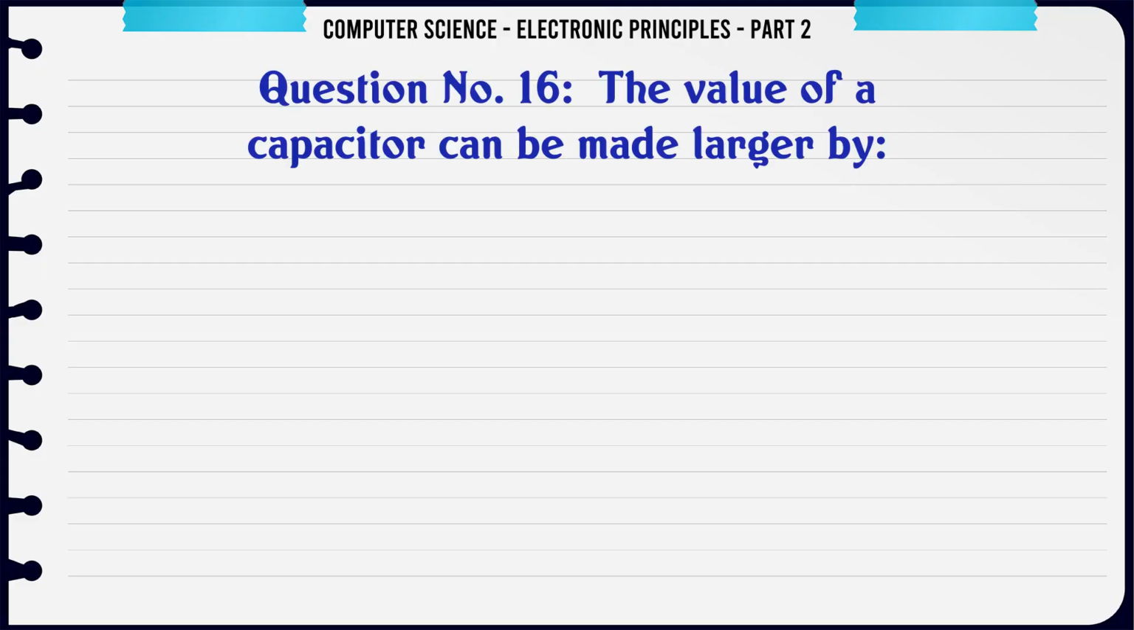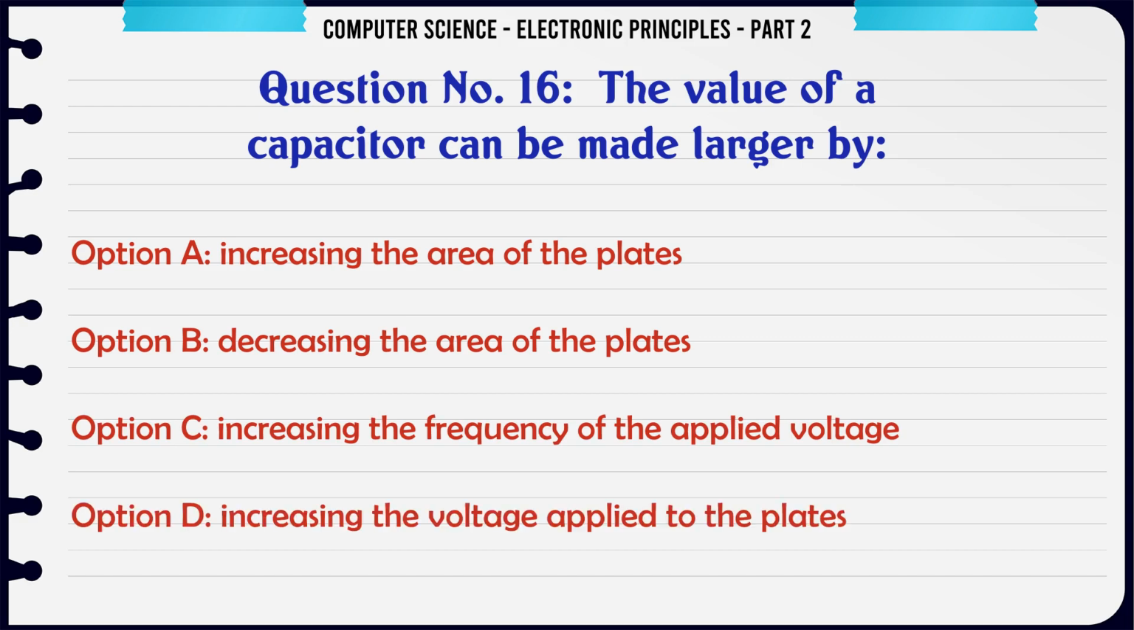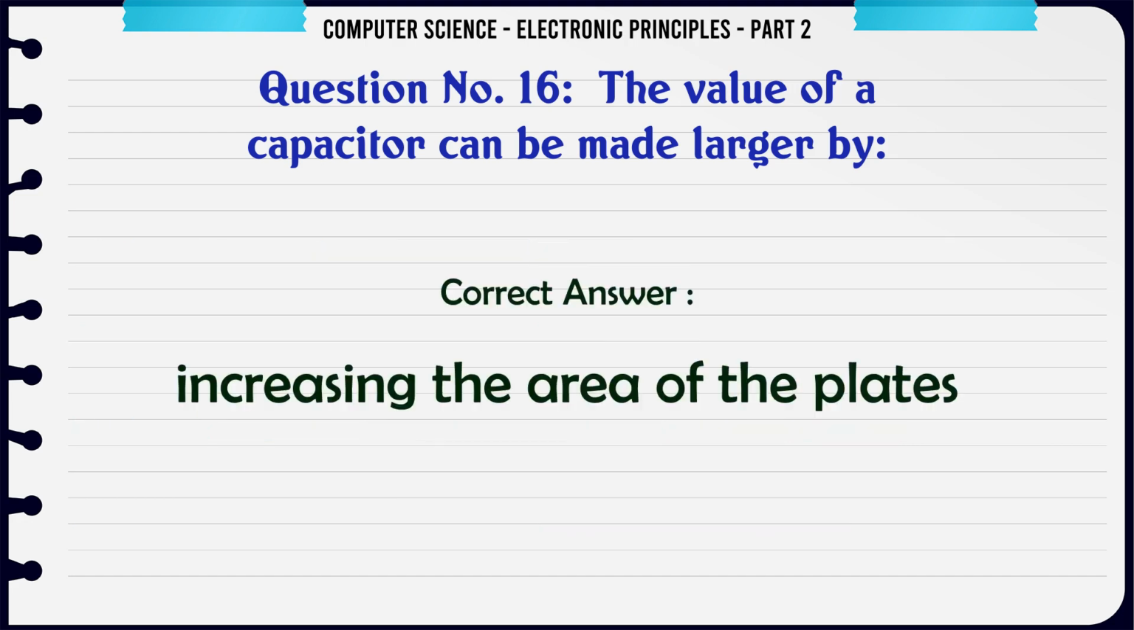The value of a capacitor can be made larger by A. Increasing the area of the plates, B. Decreasing the area of the plates, C. Increasing the frequency of the applied voltage, D. Increasing the voltage applied to the plates. The correct answer is increasing the area of the plates.